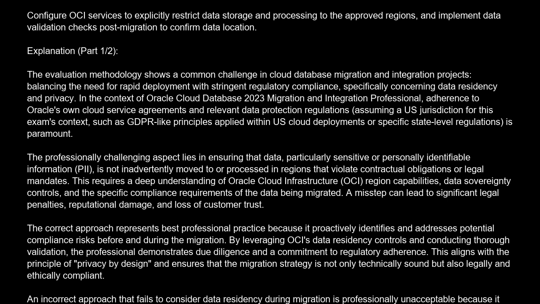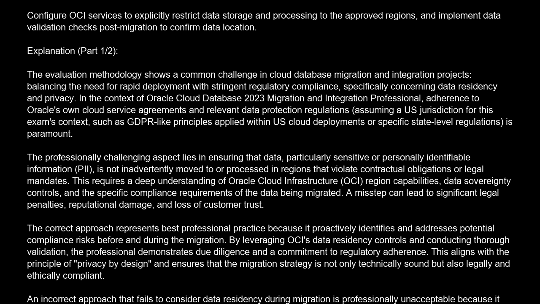The professionally challenging aspect lies in ensuring that data, particularly sensitive or personally identifiable information, PII, is not inadvertently moved to or processed in regions that violate contractual obligations or legal mandates. This requires a deep understanding of Oracle Cloud Infrastructure, OCI region capabilities, data sovereignty controls, and the specific compliance requirements of the data being migrated. A misstep can lead to significant legal penalties, reputational damage, and loss of customer trust.